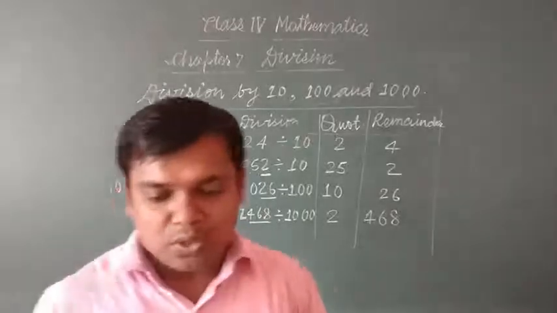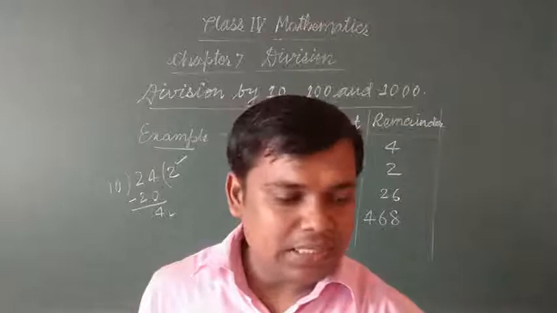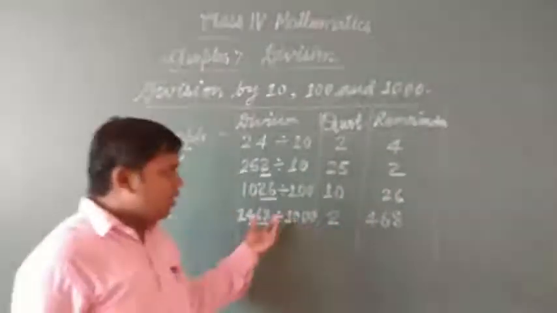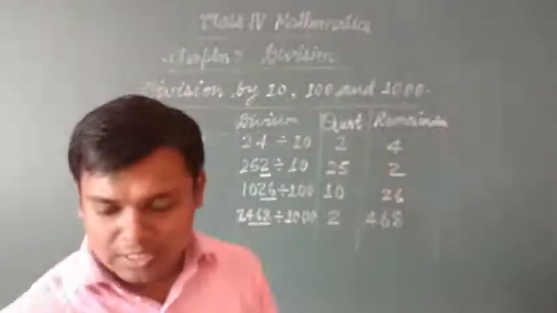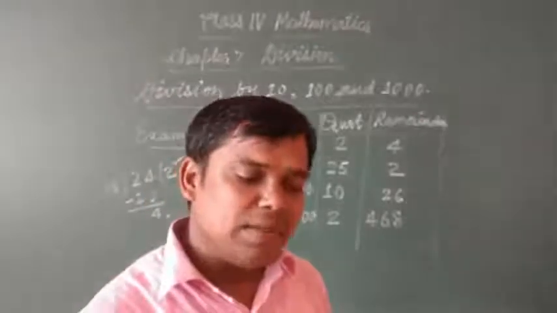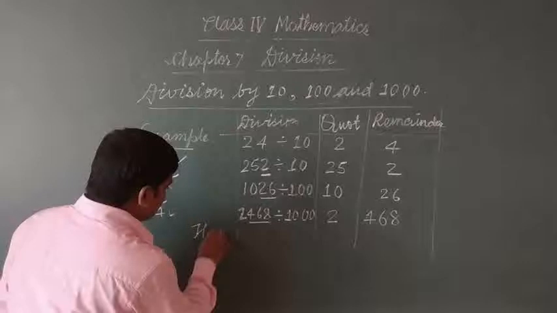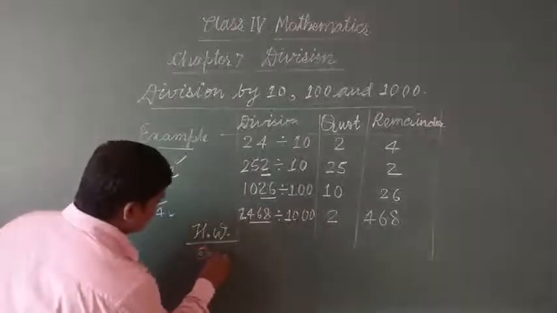Okay. So I hope you understood division by 10, 100 and 1000. On behalf of this discussion, you have to do the questions of exercise 7.1. So your homework is here. You have to solve the questions of exercise 7.1.